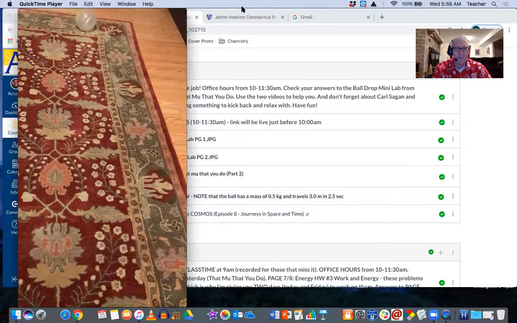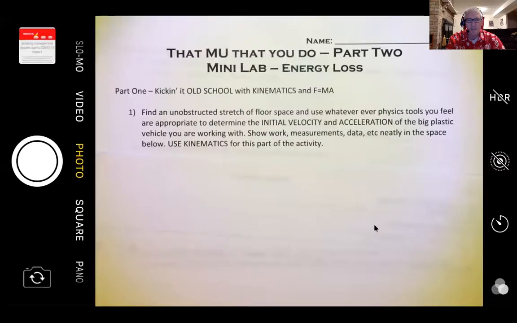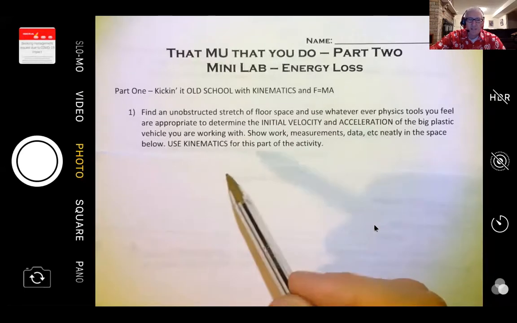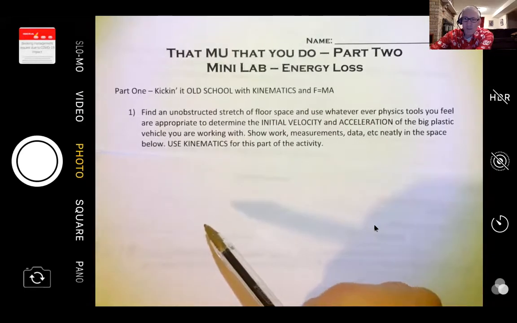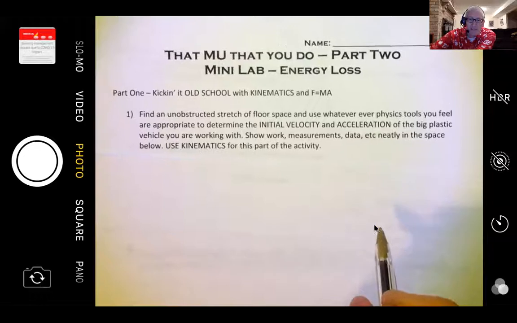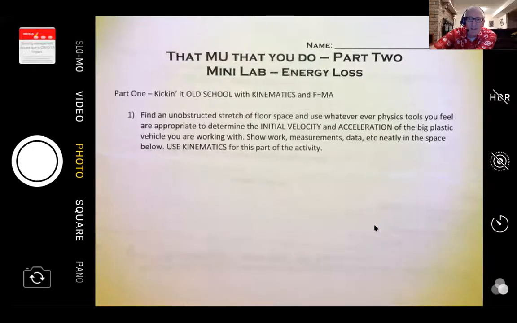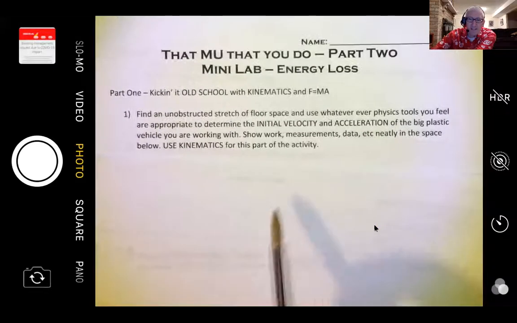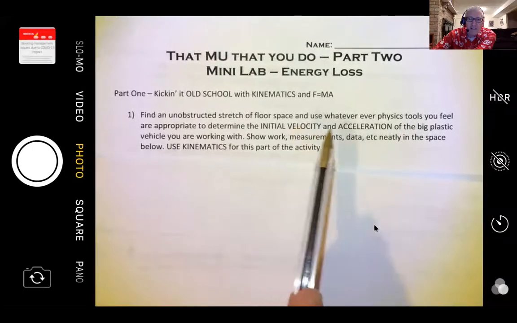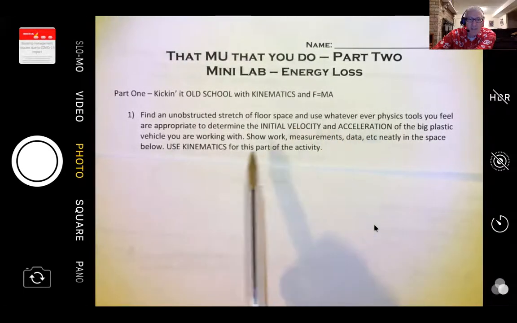And what we're going to do is look at this from a couple of perspectives here. Now let me switch over to my other place that I want to share with you. And let's see if the phone cooperates with me. Yeah. All right, so this is the lab. And so the first thing is find an unobstructed stretch of floor space, all right? And that's what the video did. We just want to give this thing a little bit of a shove, and we're going to find the initial velocity and the acceleration of this object using kinematics.